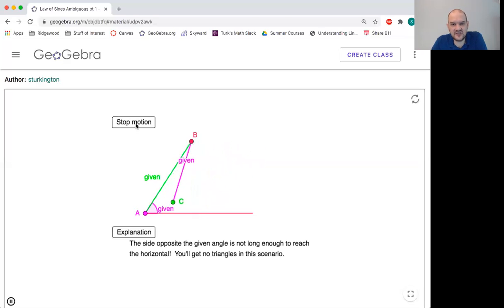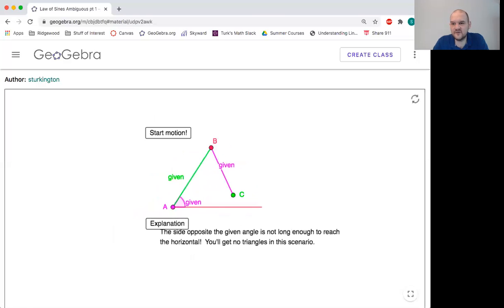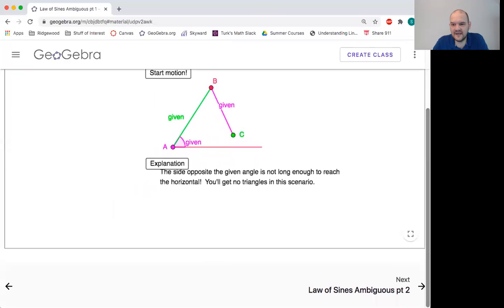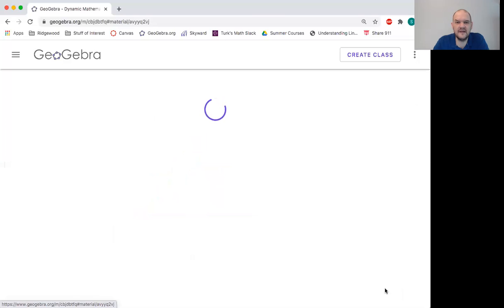In this case, it's just too short. It's not bigger than the height of the right triangle that we would determine here. If it's shorter than the height, zero triangles. So this is our zero triangle scenario. It is a set of given information that kind of works, but it doesn't work. So I'm going to stop the motion here. That's one possibility, and I think there's a way for me to get to the next thing at the bottom here. Yeah, so if I go here, go next.